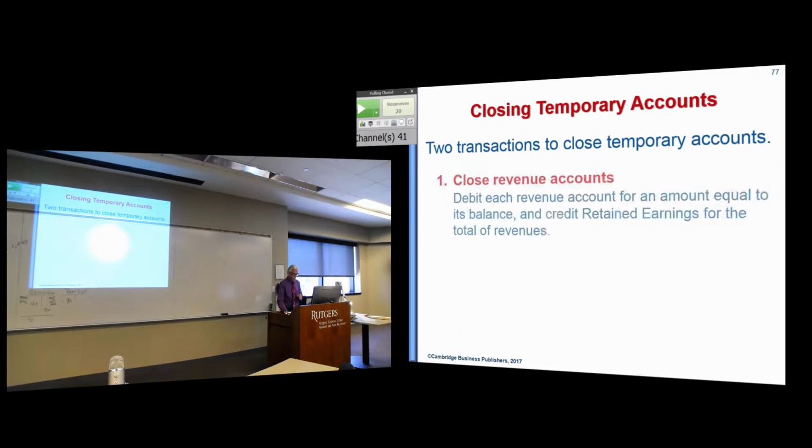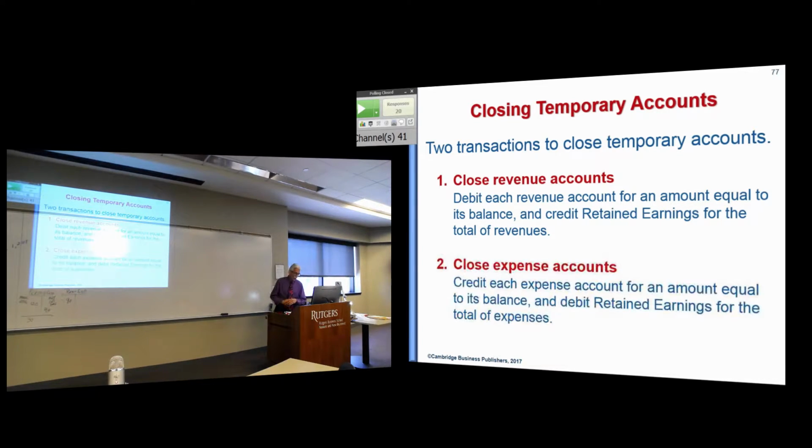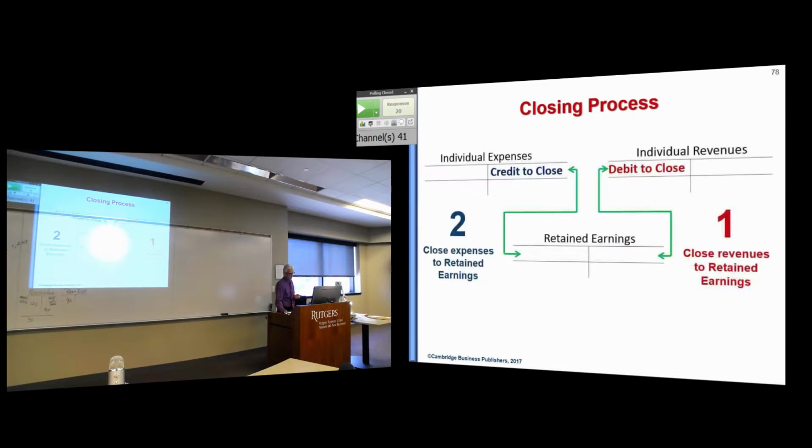So the idea is to zero out revenues, which normally have a credit balance. We have to debit all the revenues, and then we credit retained earnings. And to close out expenses, which have debit balances, we have to credit each one of those expenses, and then, of course, debit retained earnings. So the process would look like this: debit revenues, credit retained earnings for the total. So you debit all the revenue accounts you have and credit retained earnings for the total. Then you debit retained earnings for the total of expenses and credit those individual accounts.